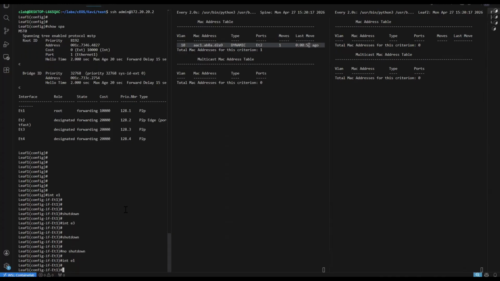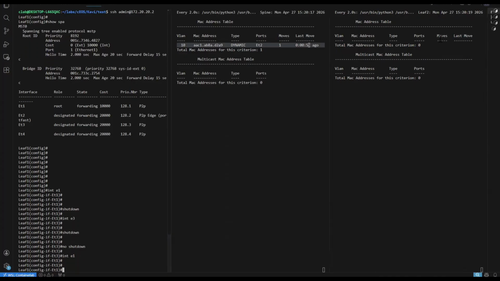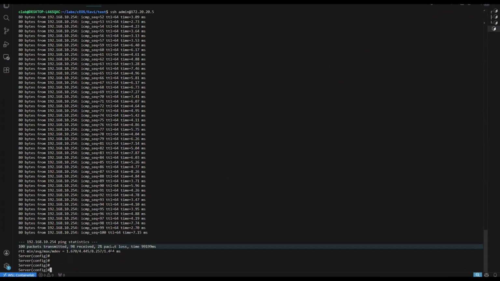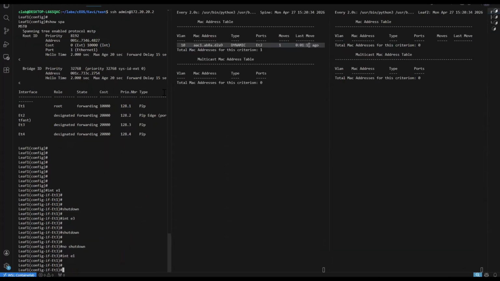I think the ping has stopped. Yep, so we can see about 2% packet loss, which means 2 ping drops. We saw 2 ping drops here. Okay, so spanning tree convergence is fast. Spanning tree convergence is very fast here.